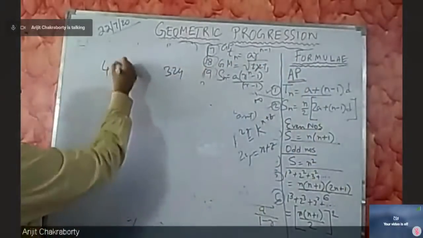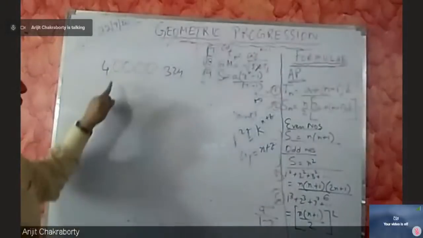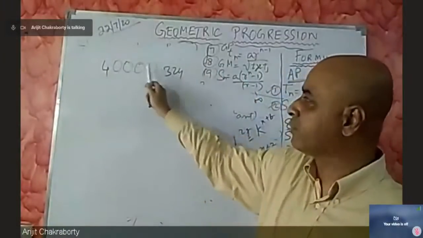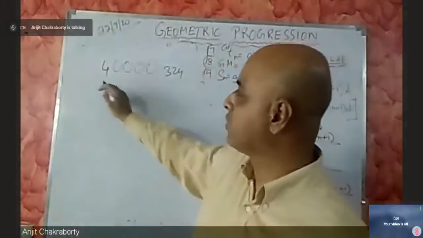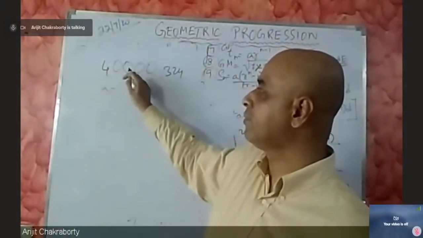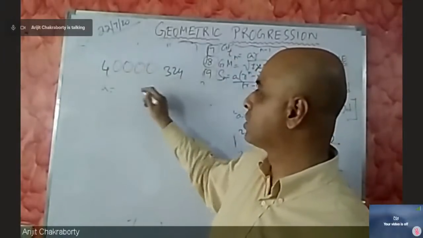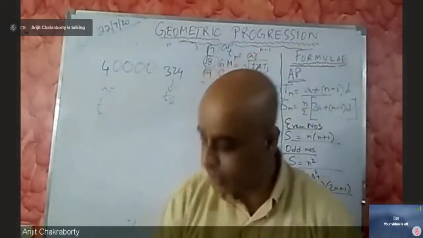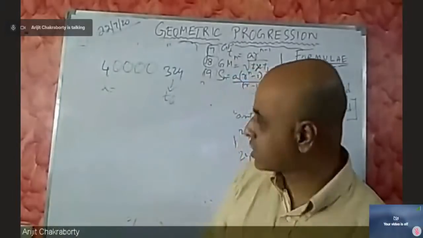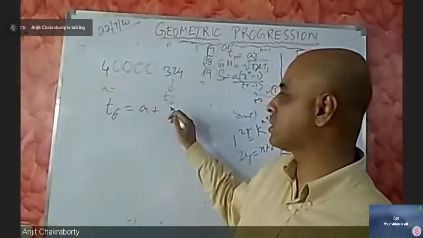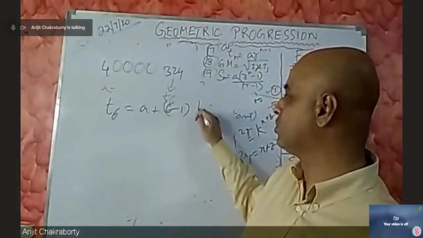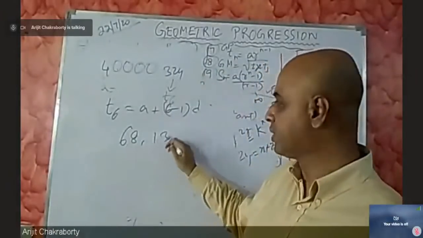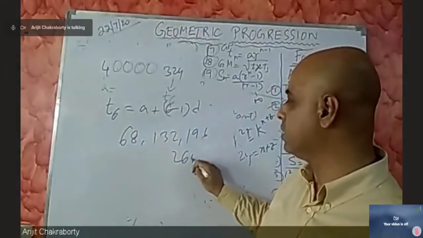I am not doing the entire problem, I think you can do it. We are inserting 4 arithmetic means here between 4 and 324. With 4 arithmetic means, this becomes first term, second term, third term, fourth term, fifth term and sixth term. So 324 is term 6, and T6 is equal to a plus n minus 1, that is 6 minus 1, into d. So using the formula, you get the result 68, 132, 196 and 260. These will be the answers.